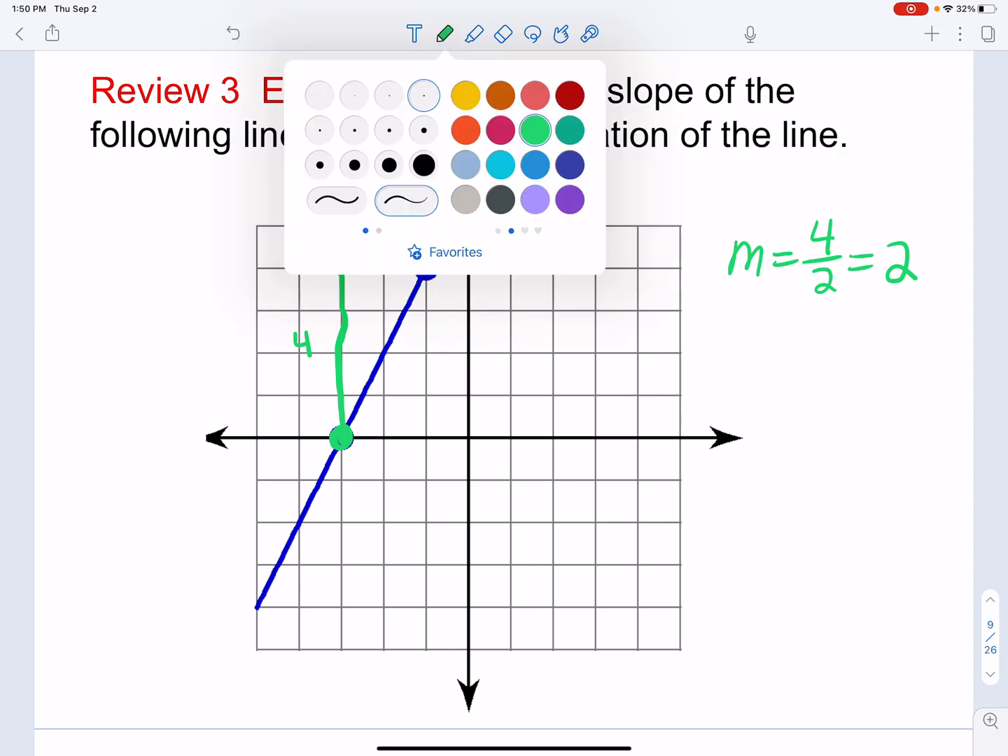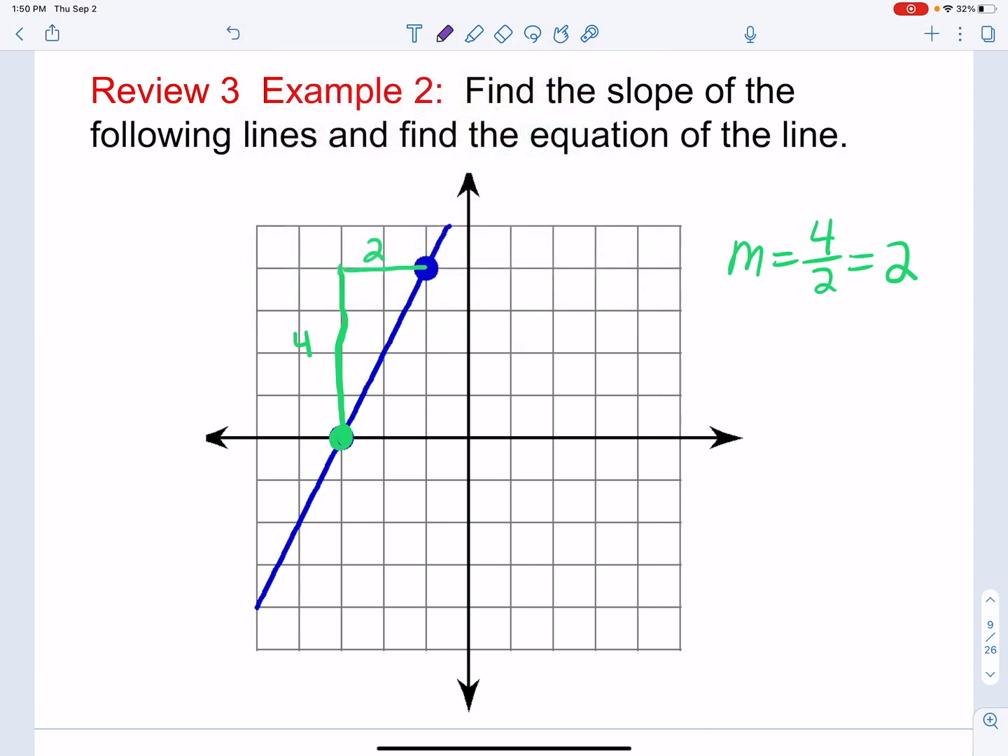I could also start from the other point. So I could start from here, and I'm going down 4. You always go up and down first, back 2. So my slope is a negative 4 over a negative 2, which still comes out 2.